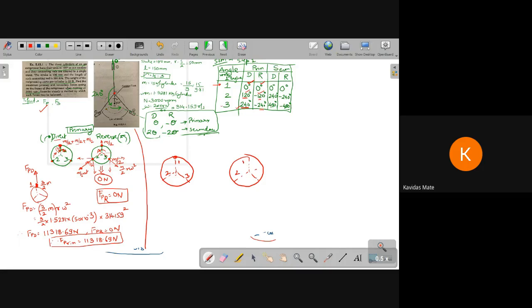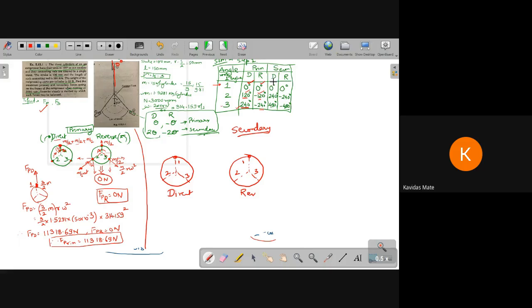This is 1, this is 2, this is 3. This is for direct, this is for reverse, and we are looking at this for secondary. Okay, so again, look at this one. I will just erase this particular thing. What we are assuming is that this is at 0 degrees. This vertical line is considered to be 0 degrees.